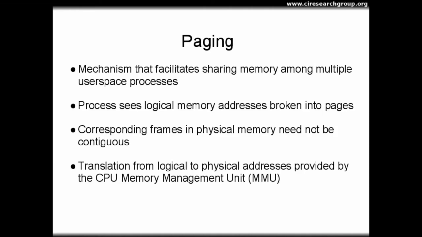When a process accesses memory using one of its logical addresses, the CPU translates the logical address into a physical address. Physical addresses refer to locations in system memory.